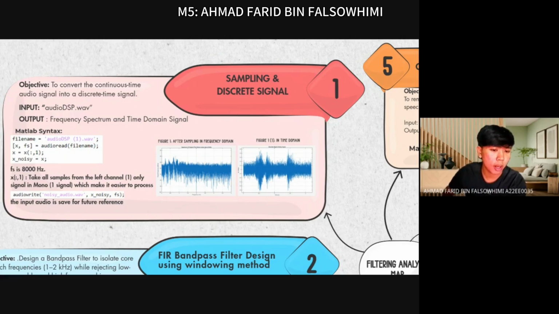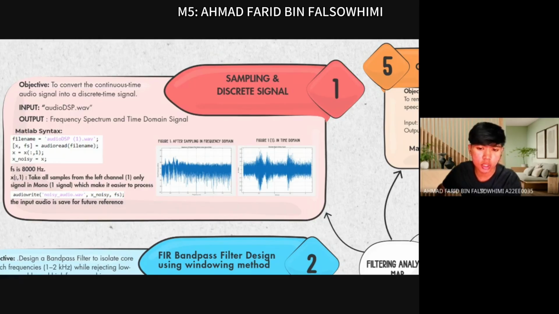By using MATLAB, the audio file is first read with the audioread function. Then the signal is converted into a single channel by selecting only the left channel, to simplify the processing by making the signal mono. The sampling frequency that we choose is 8000 Hz, which is sufficient for speech and basic audio analysis. After the sampling, the processed signal is saved as noisy audio.wav for future reference.